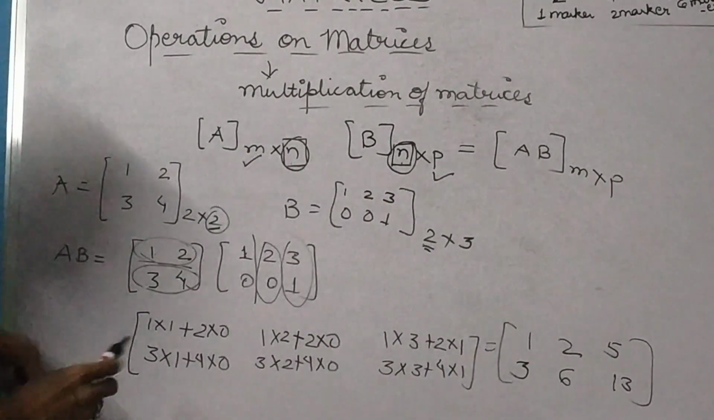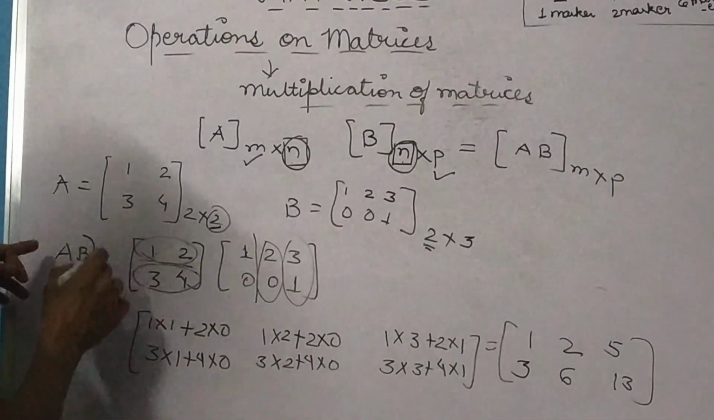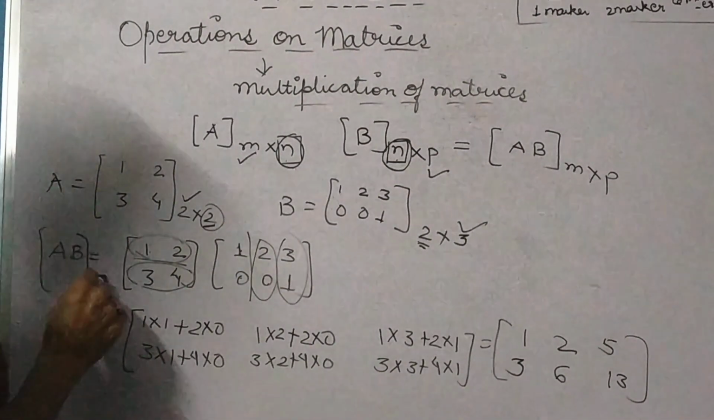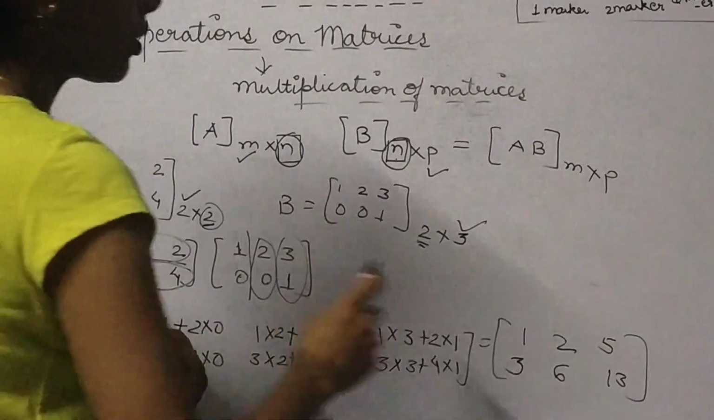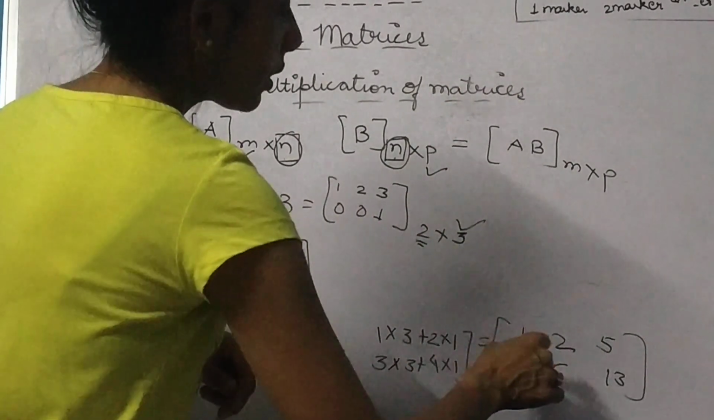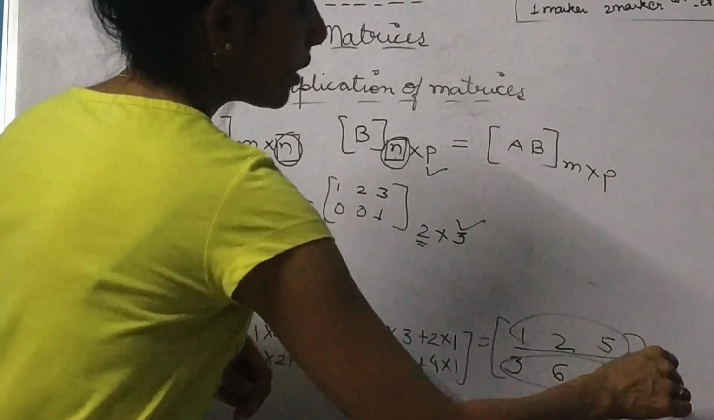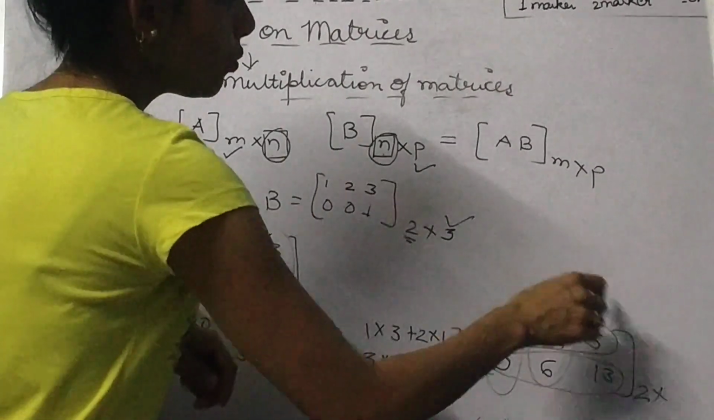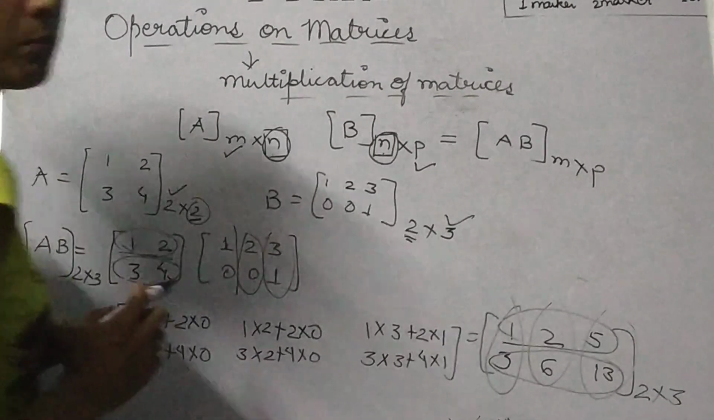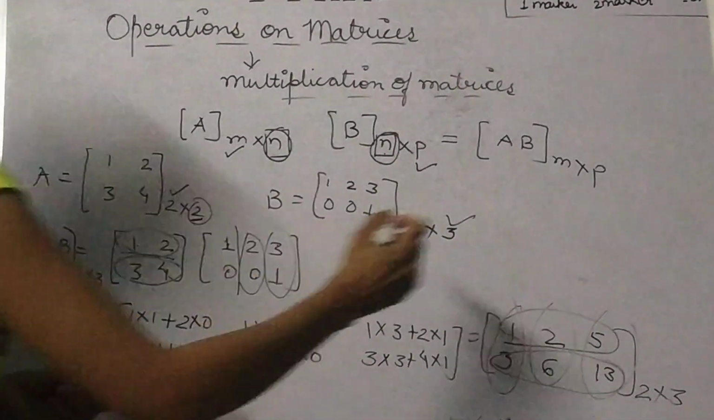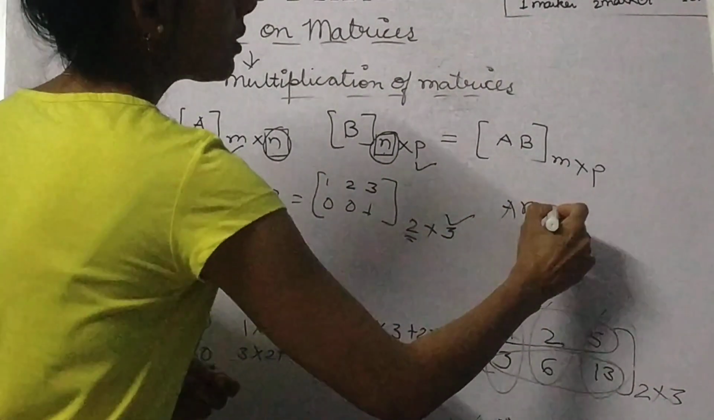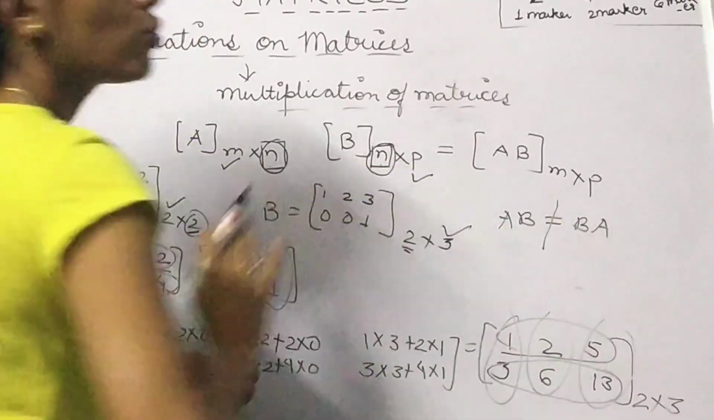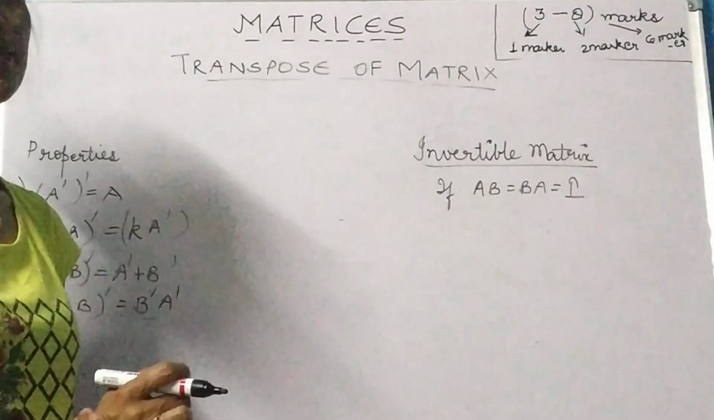Now you check. I have told you that A into B should be of matrix 2 into 3. Whether you have got it as 2 into 3 or not. So these are my 2 rows. This is my 1 row. This is my second row. So I have the order of this matrix as 2, 1, 2, 3. So 2 into 3 matrix. It is not always necessary that AB is equal to BA. The product of these two will always come out to be different.